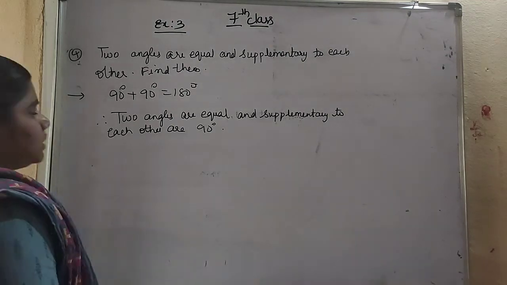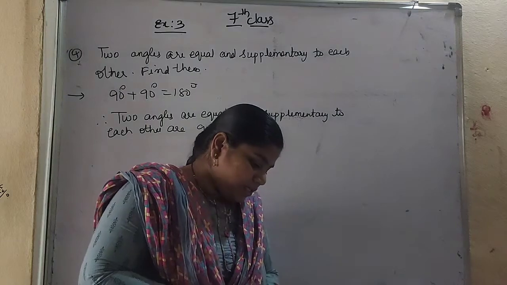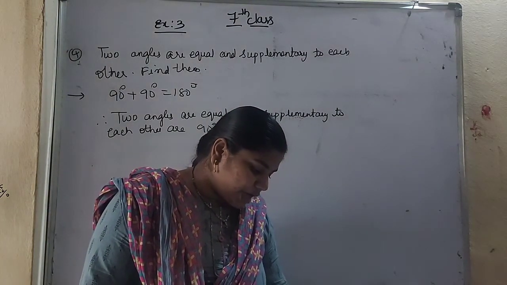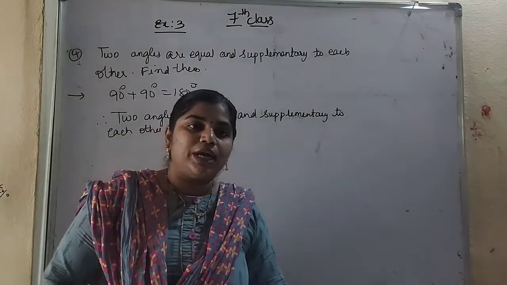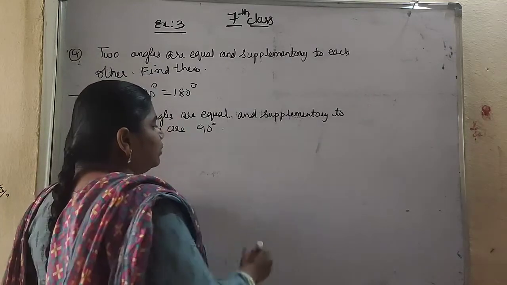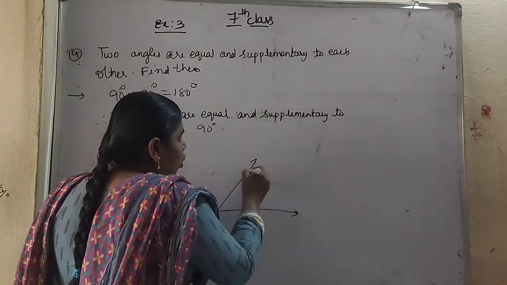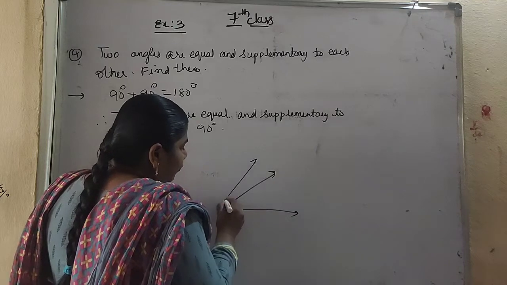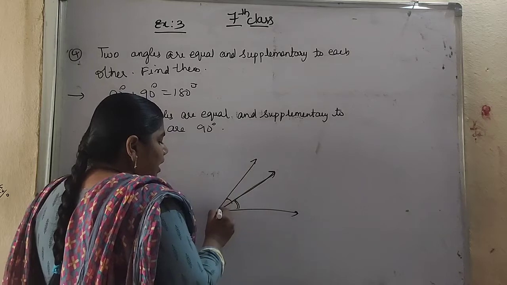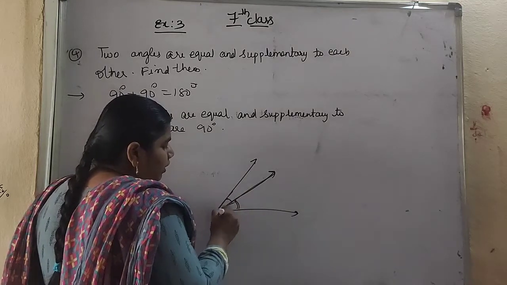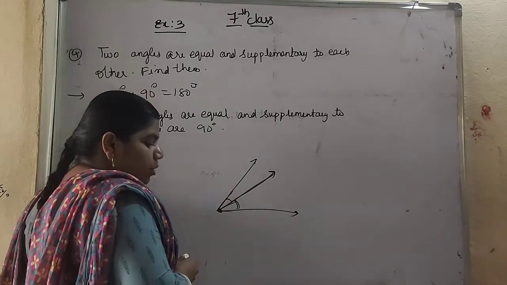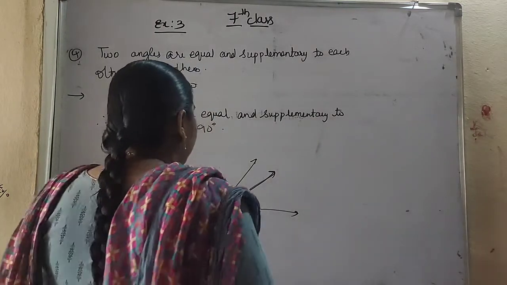Okay. So with this, our exercise 3 is completed. Next is exercise 4. After supplementary angles, what have we discussed? We have discussed adjacent angles. What do you mean by adjacent angles? Angles that have a common arm and also a common vertex, we call adjacent angles. So this is a common arm and this is a common vertex for three rays. Then only they are adjacent to each other. So on this topic we are going to start our exercise 4.